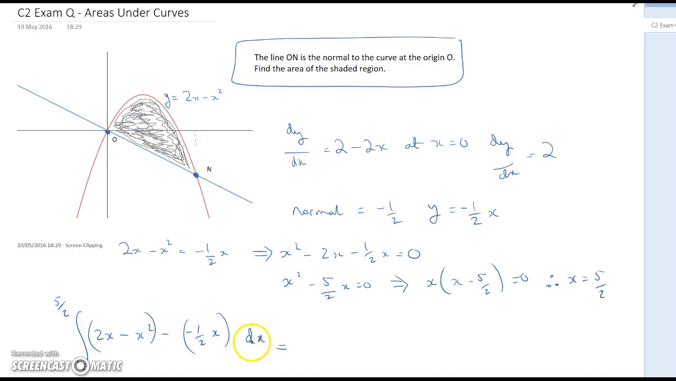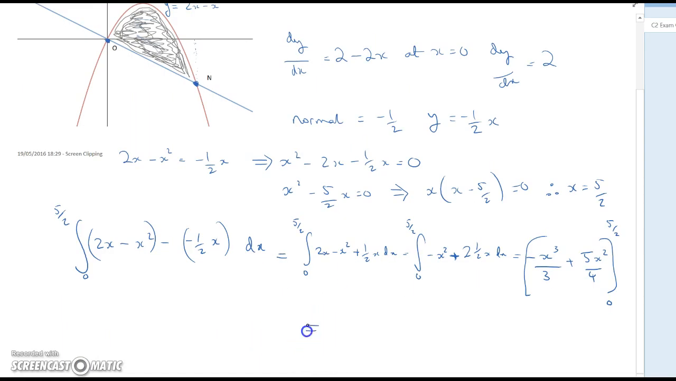So I'm just going to work this out now. Okay, so I've integrated that, and now I'm just popping those limits in. And that will give me that area straight away, just giving me 2.6.